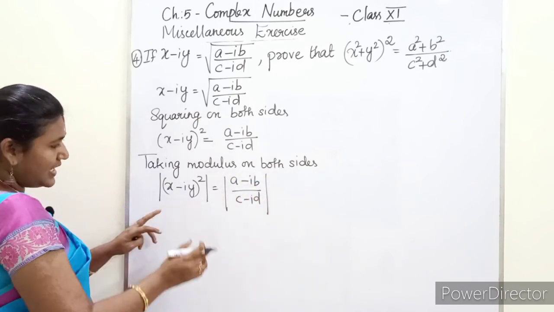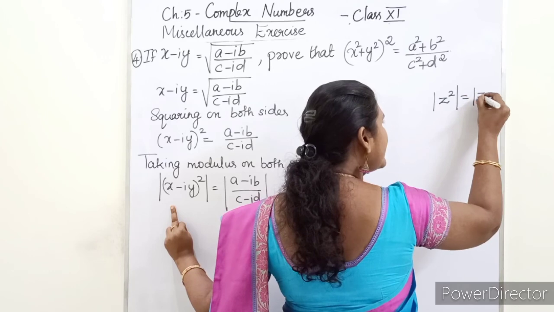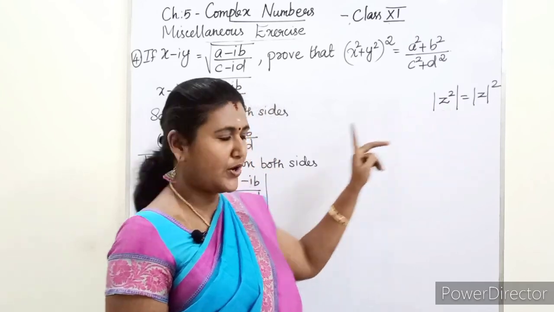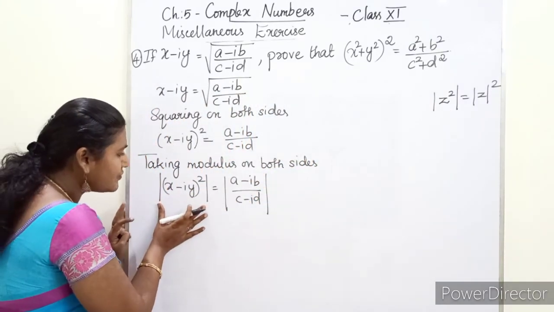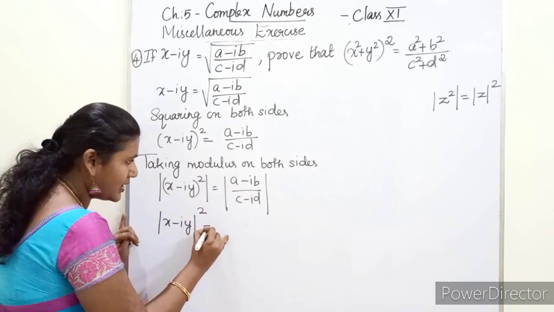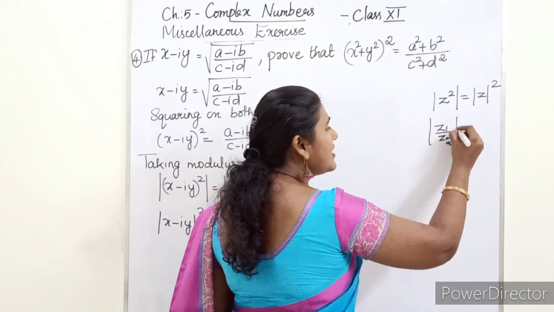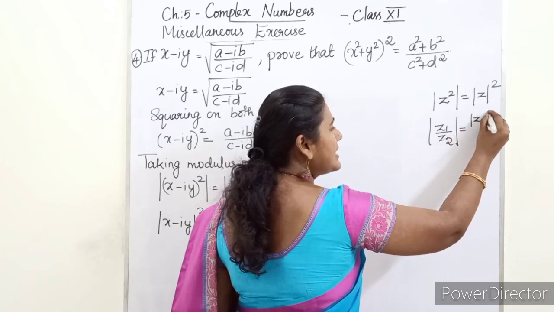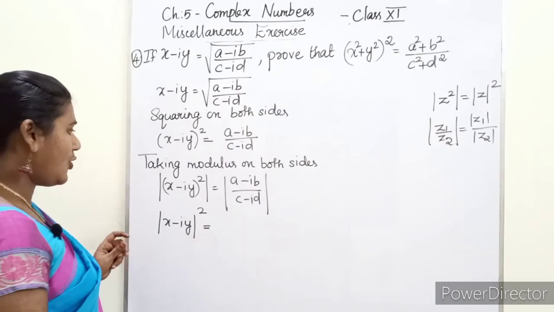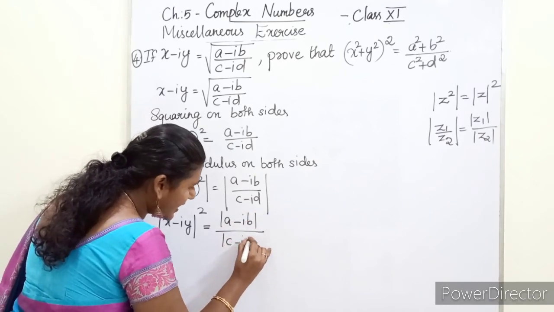Now here if you see we have a formula, property of modulus: mod z square and mod z the whole square, both the values are same. So we can use this property. So instead of this expression we can write modulus of x minus iy the whole square is equal to, here we can take another property we have already learned, modulus of z1 by z2 is mod z1 by mod z2. We can take modulus separately for both numerator and denominator. So we can write this as modulus of a minus ib by modulus of c minus id.